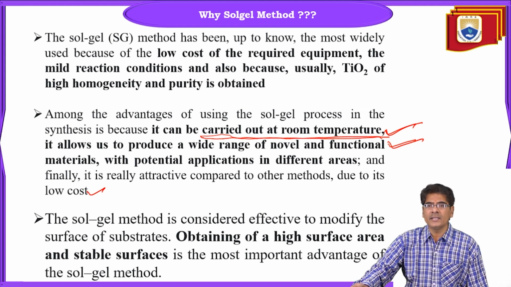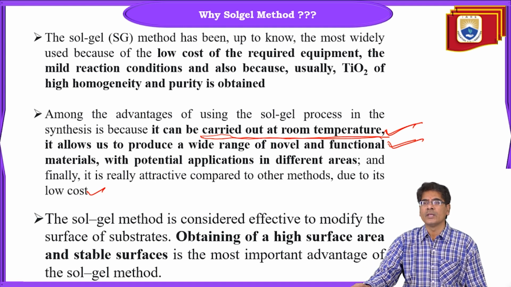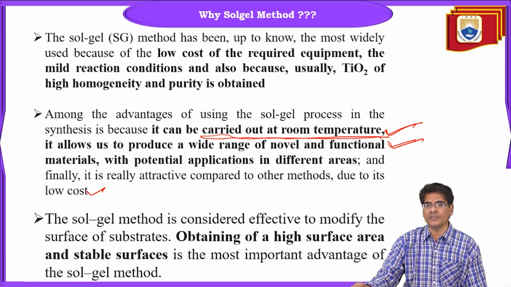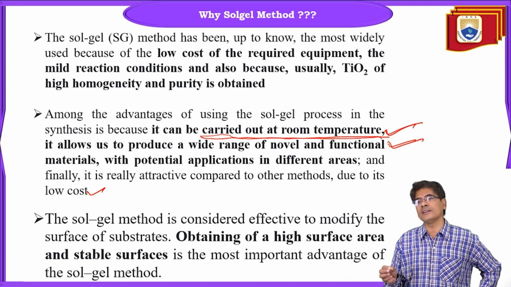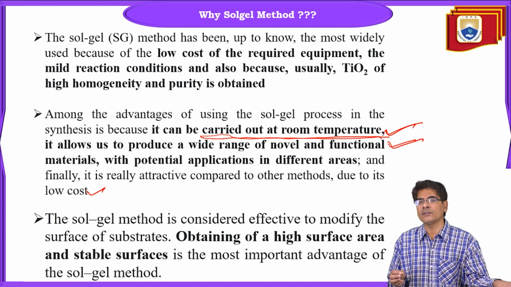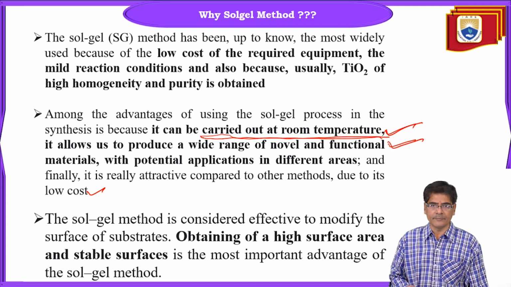So the Sol-Gel method is considered effective to modify the surface of substrates, obtaining a high surface area and stable surfaces, right? Obtaining a high surface area and stable surface is the most important advantage of this Sol-Gel method, right?